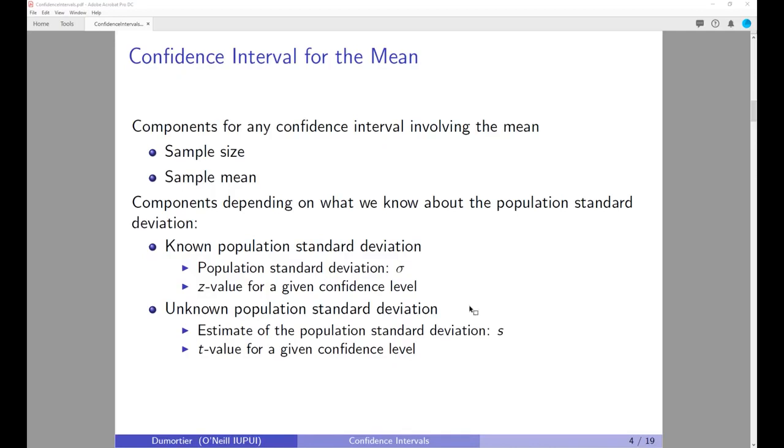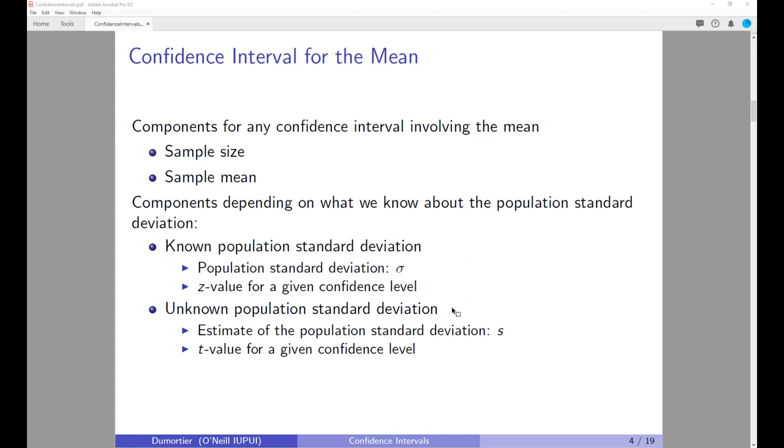Now, the components, depending on what we know about the population, about the standard deviation of the population, actually determines how we calculate this confidence interval. If we know what the population standard deviation is, then we take the sigma, and we can also use what is called the z-value for a given confidence interval. Note that the z-value is based on the normal distribution.